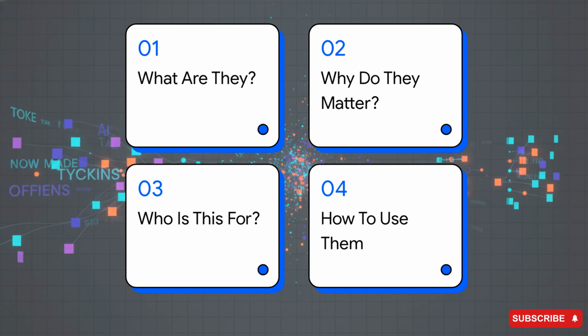To answer that, here is our game plan for today. First, what are tokens and embeddings? Second, why do they actually matter? Third, who is this for? And finally, how do you use them?